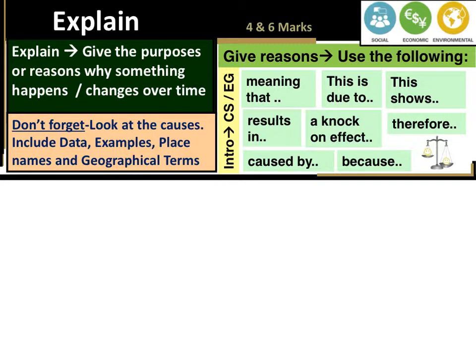Don't forget to look at the causes, include data, examples, place names, geography words, and crucially on the right hand side in those green boxes we've got some words that are going to help you. It says meaning that, this is due to, this shows, a knock-on effect of this is, and these actually underpin lots of the other command words too, so things like justify, assess, evaluate. Ideally, where it is applicable, have a look at the SEE, the social, economic and environmental aspects if you can.